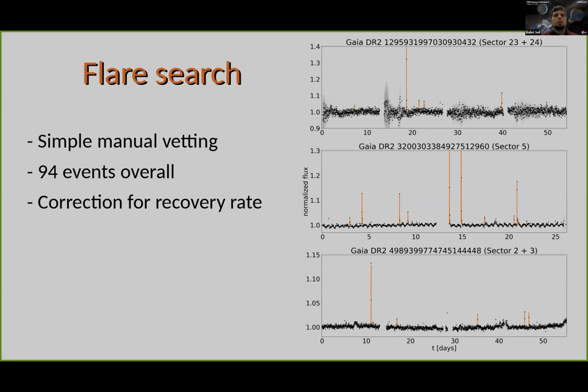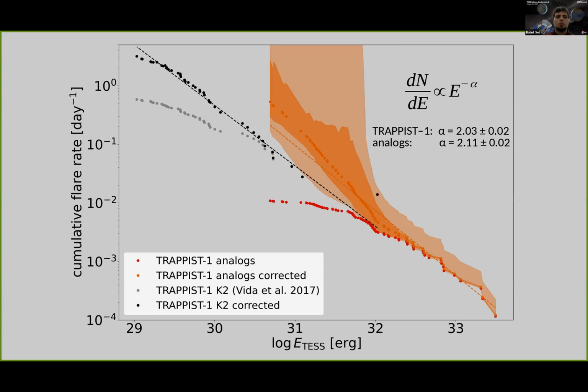Okay, and the last thing we did with this light curve is to search for stellar flares. But because the noise level was quite high for all of these data sets, we couldn't use any of the fancy sophisticated flare detection methods, so we resorted to simple manual vetting. And overall, we managed to find 94 flare events. Here you can see the three most flaring stars from the sample. And after correcting for the recovery rate or the completeness, we created a flare frequency distribution for the composite sample, so for all of the targets combined. And that is what you can see here.